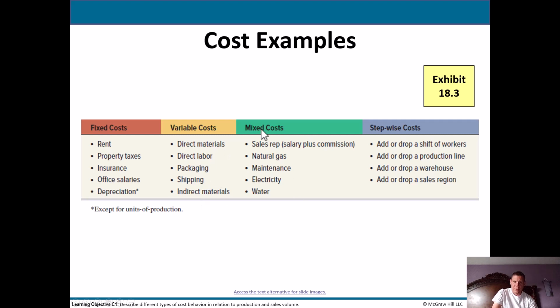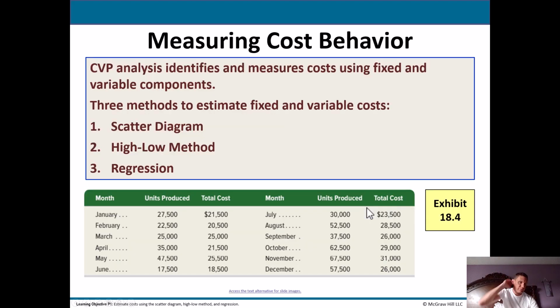And then we have, remember, the mixed costs are a mixture of fixed and variable. So again, that's the example I was just giving you, right? Sales rep is salary plus commission. Something like natural gas, maybe you have to pay a certain amount, like a fixed fee, and then everything above a certain usage may be charged at a rate, which would be concomitant to a variable cost. Stepwise costs, again, adding or dropping a shift of workers. So let's say that you add a shift of workers, and to run the shift is going to cost you, say, 10,000. Again, every shift you add, you sort of increase it in steps of 10,000.